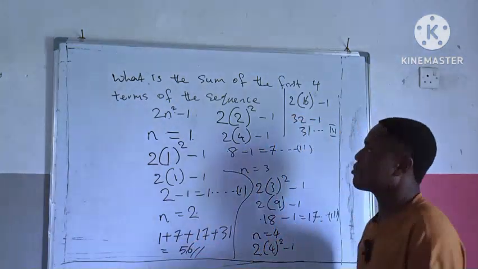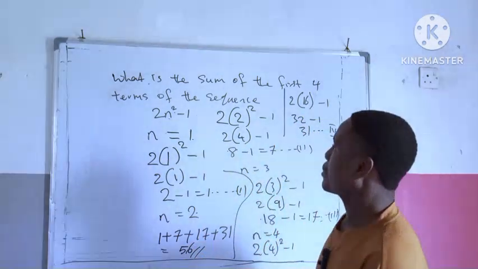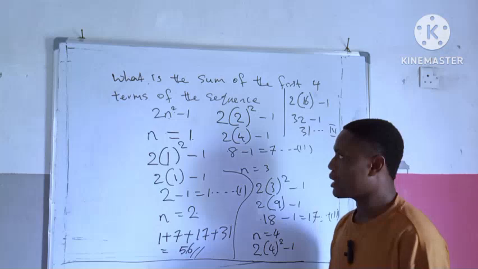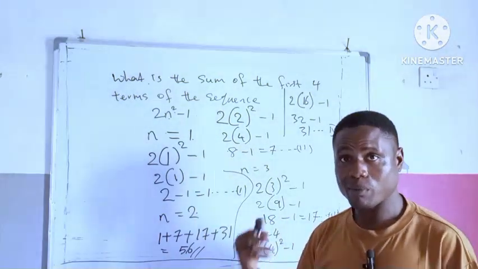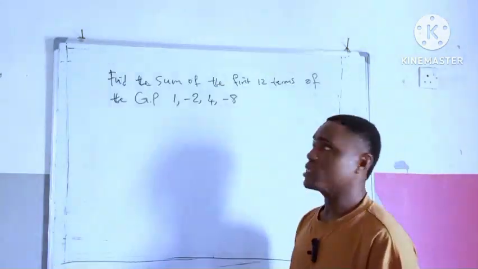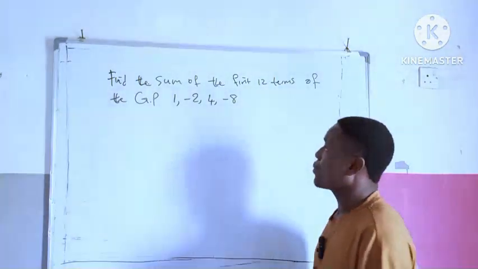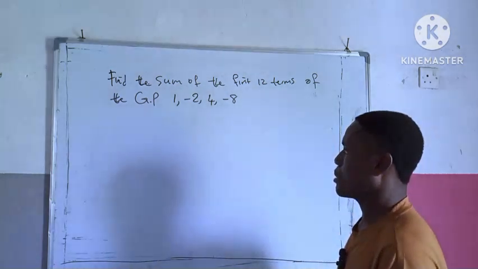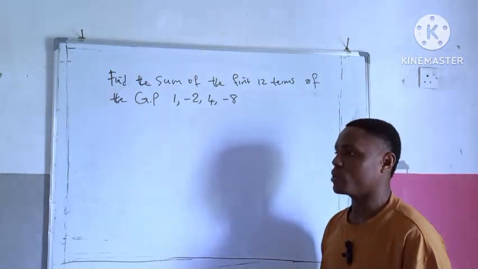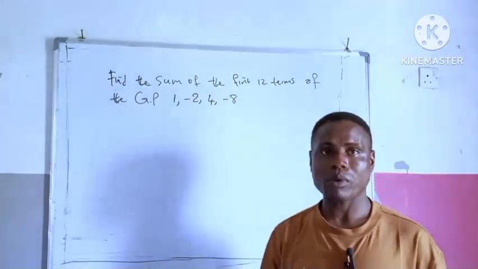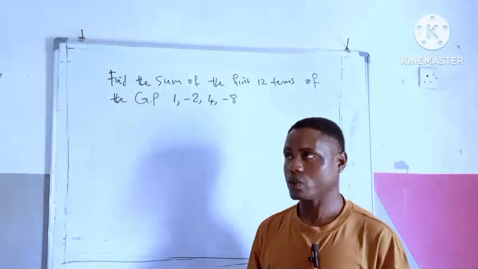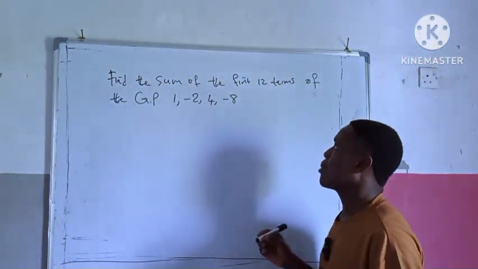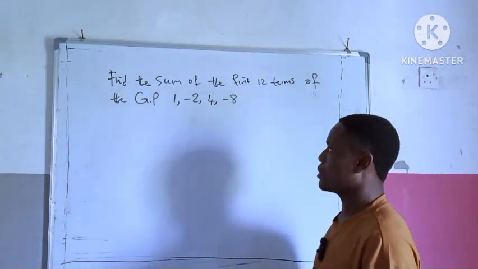This is the sum of the first 4 terms of the sequence. So you will see it in the exam. Take note of it. This is the fourth or fifth question, right? Now, they said find the sum of the first 12 terms of the GP. This one is different from arithmetic progression.